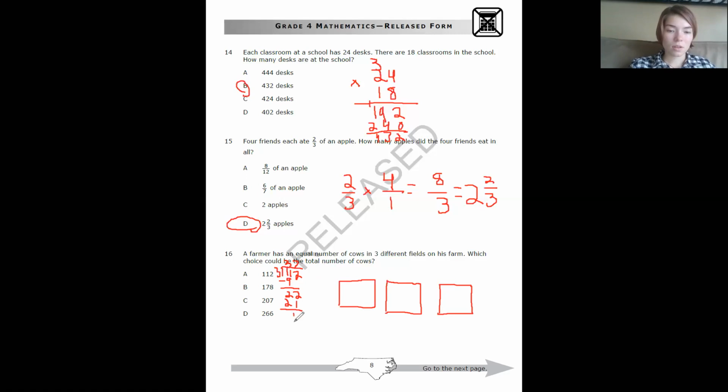So we would get 37 remainder 1. So since we have that remainder, that means that we wouldn't have the same number of cows in every field, so it can't be A. If we do the same thing for B, we're going to again get a remainder. So our solution can't be B. If we do it for C, let's see, 3 into 207.